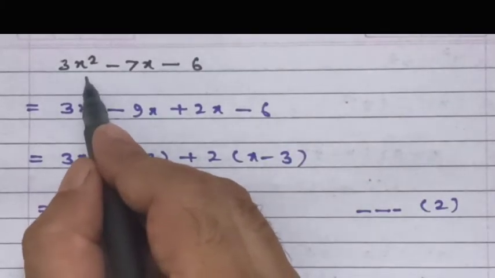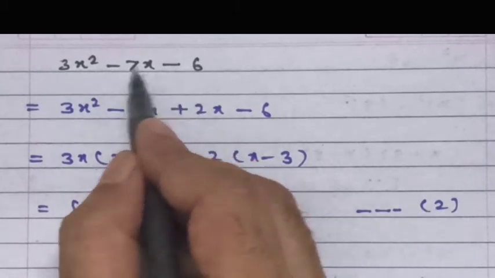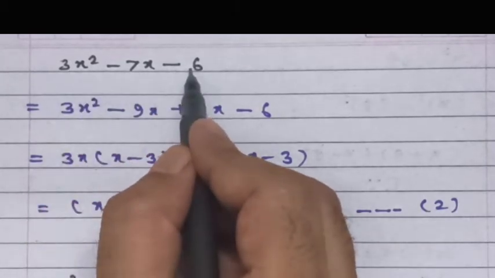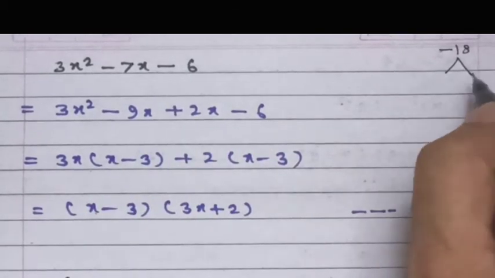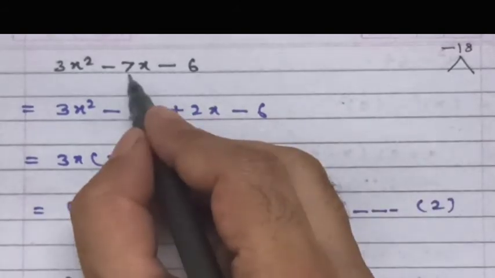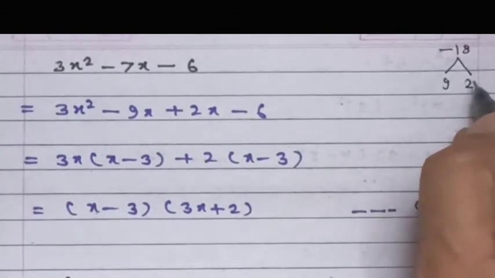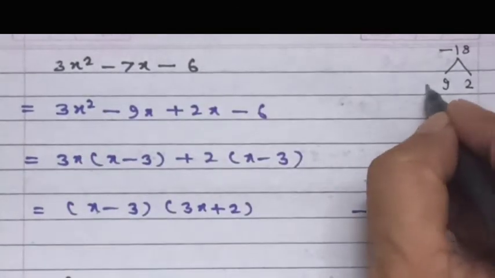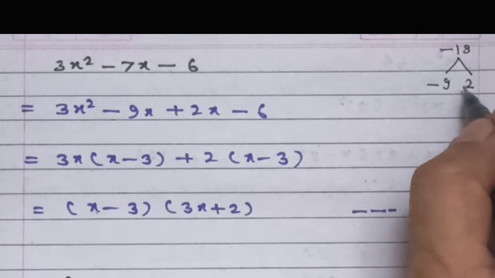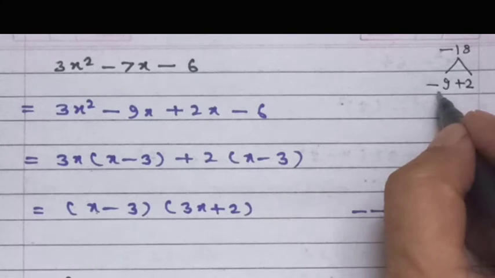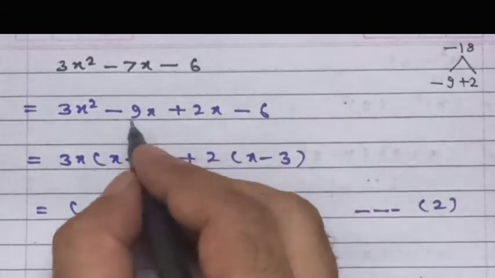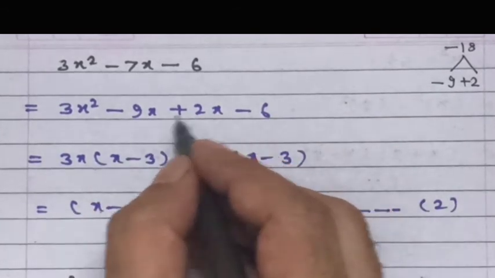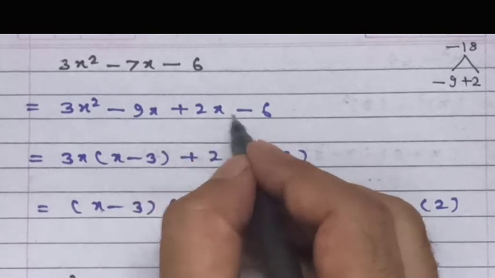Same way, 3x square minus 7x minus 6. 3 times 6 is 18, with a minus sign, so minus 18. Your factors say that the difference is 7: 9 and 2. The middle term has a minus sign, so the minus sign goes to the bigger factor, that is minus 9, and plus goes to the smaller factor, that means plus 2. So your factors are minus 9 and plus 2. So the middle term can be written as minus 9x plus 2x. So write 3x square minus 9x plus 2x minus 6.